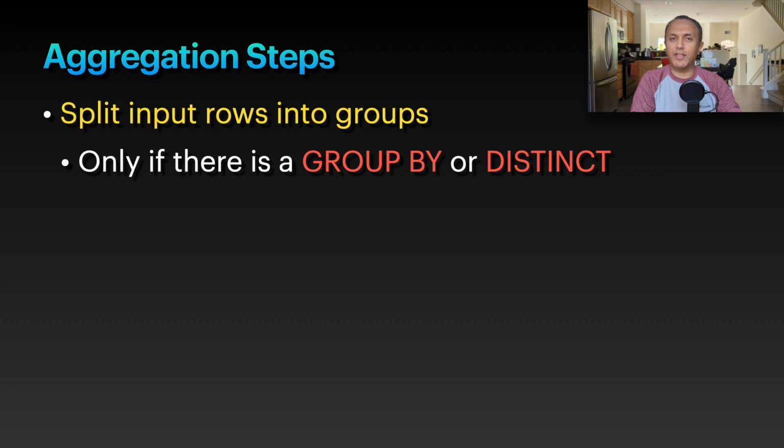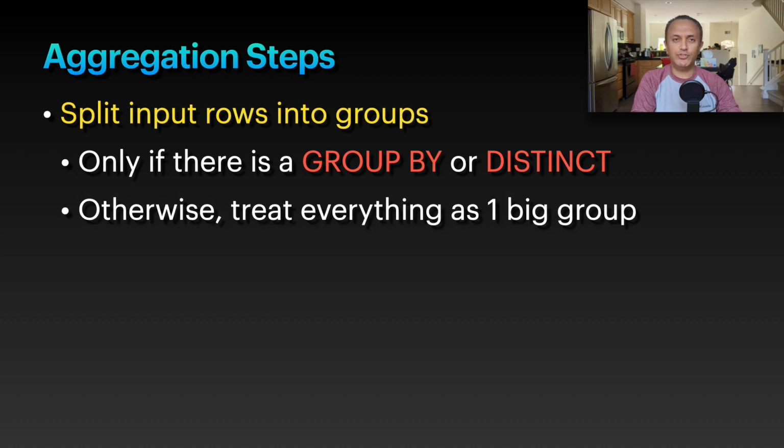The same thing with distinct. So when you say distinct customer, for example, then again, each customer is a group. If you don't have group by and you don't have distinct in the query, then the whole table is a single group, which is what we've seen in the very first query when we just selected the total without grouping. So there we treated the whole table as a single group, and we produced a single value.